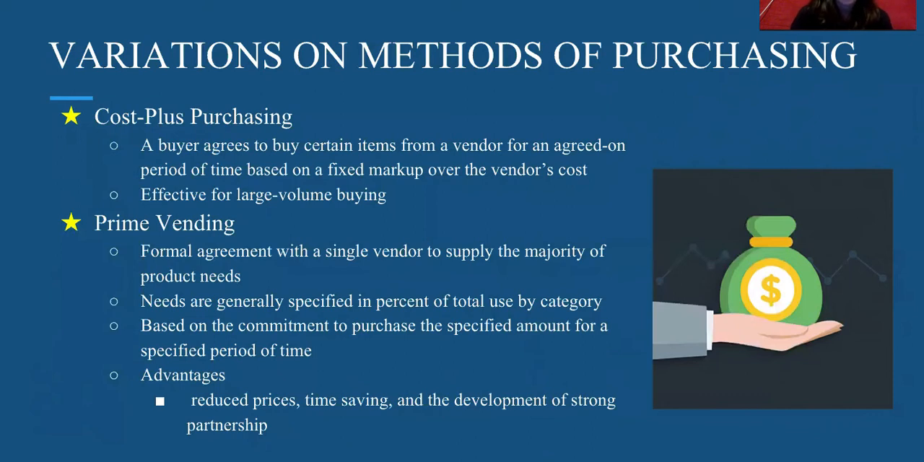Prime vending. A formal agreement with a single vendor to supply the majority of products needed. Needs are generally specified in percent of total use by category, based on the commitment to purchase the specified amounts for the specified period of time. The advantages of prime vending include reduced prices, time saving, and the development of strong partnerships.